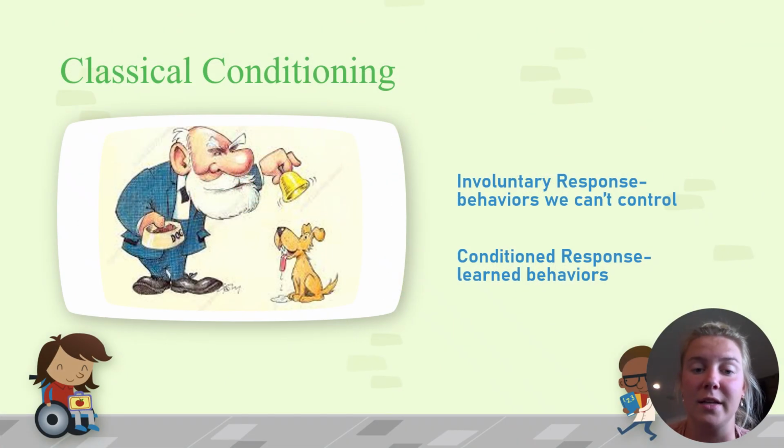So let's take a look at classical conditioning first. What is classical conditioning? Classical conditioning is the type of learning that happens through associations between stimuli. It involves behaviors that we can't control. These are called involuntary responses, and learned behaviors, and these are called conditioned responses. And this theory was first discovered by Ivan Pavlov in a series of experiments on dogs.